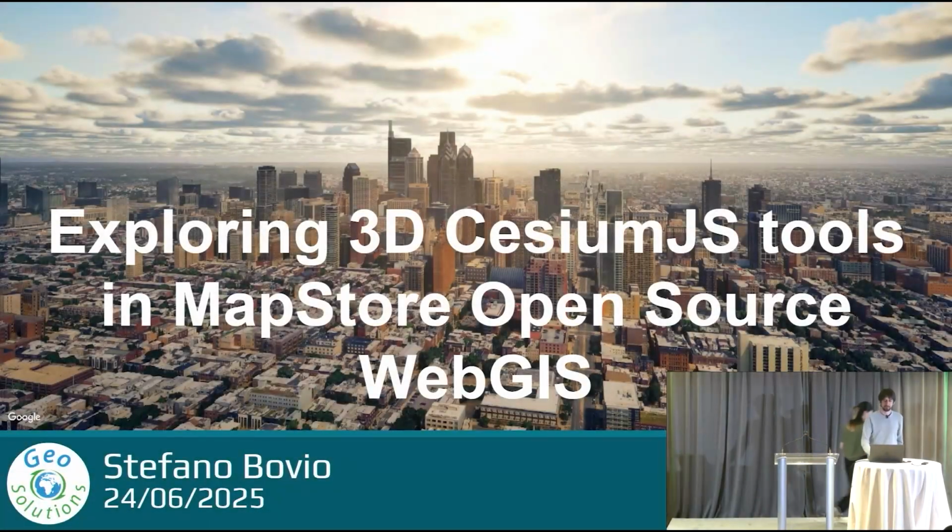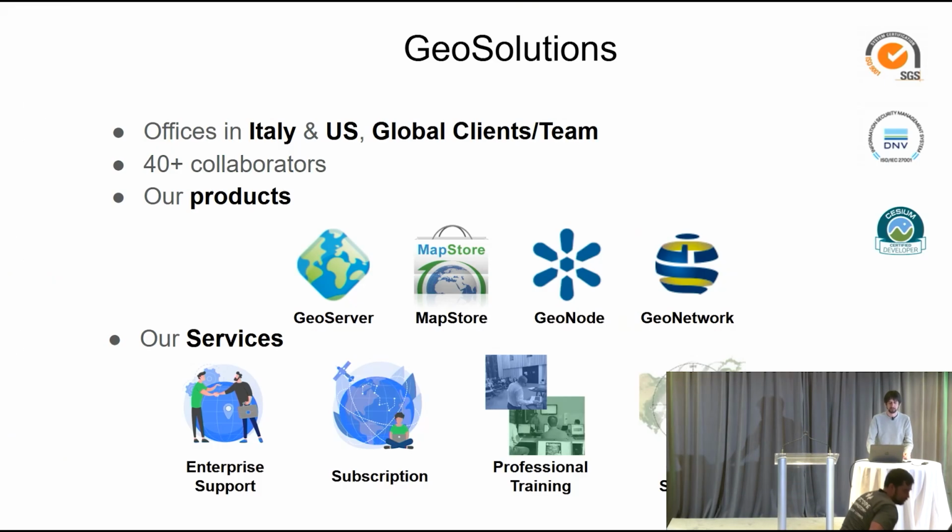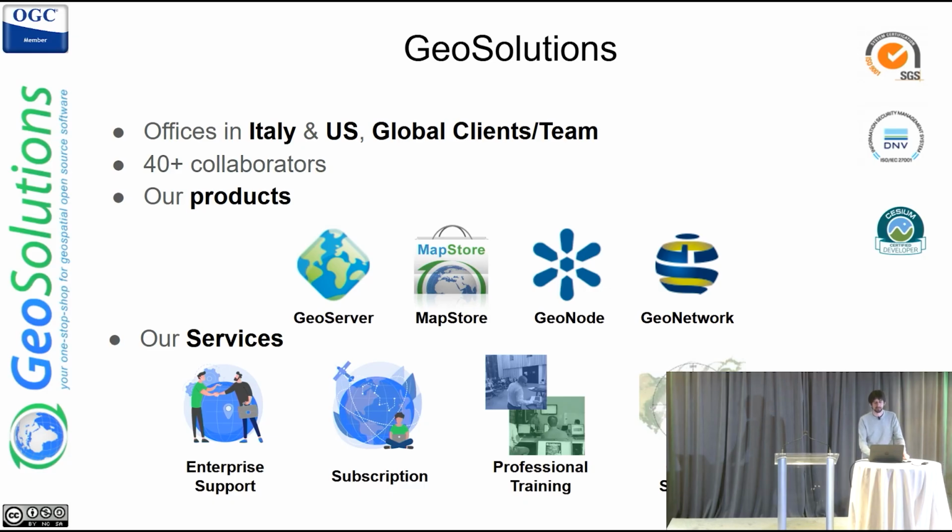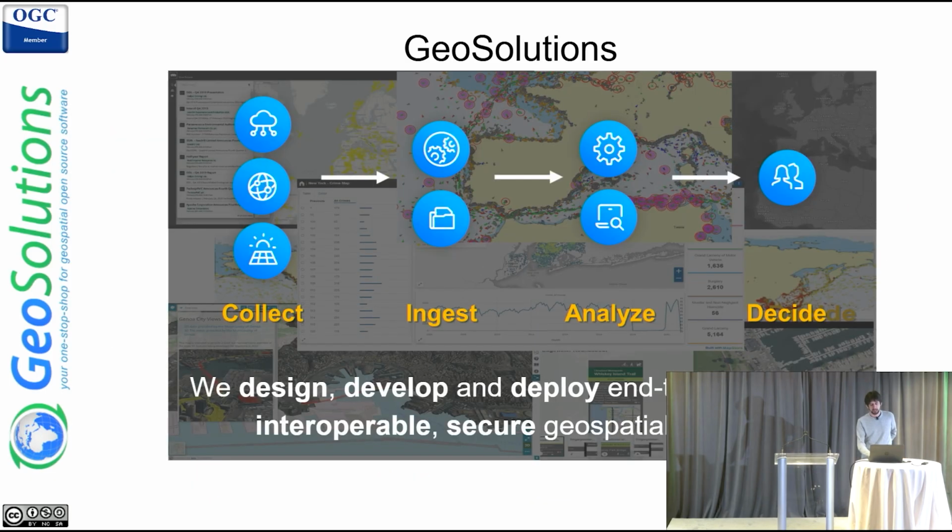Hello, everybody. I'm Stefano Bovio, and I work as a front-end developer at GeoSolutions. The company is based in Italy and the US, and we are mainly working with open source products like GeoServer, MapStore, GeoNode, and GeoNetwork. What we do is design, develop, and deploy end-to-end scalable, interoperable, secure geospatial solutions.